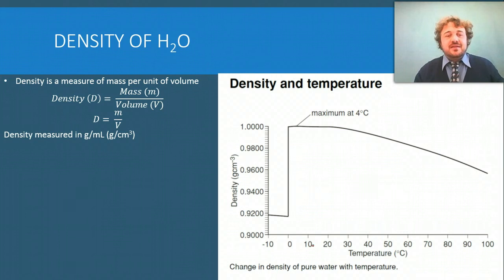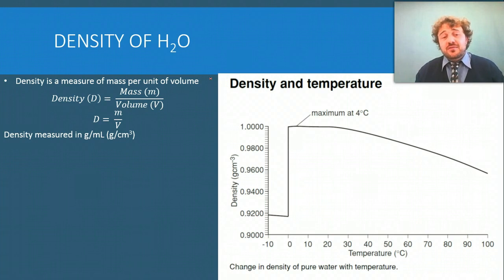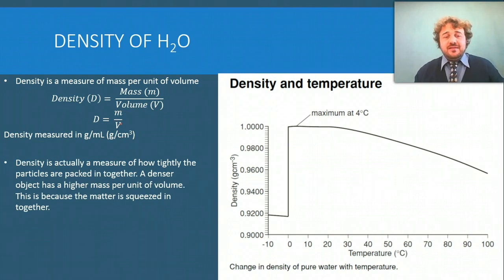The density. Okay, first off, you need to have this written down just in case you've forgotten. Density is a measure of the mass per unit of volume, and we measure it in either grams per milliliter or grams per centimeter cubed. Both are correct. So basically, density of anything is how tightly the particles are packed together. A denser object of the same substance has a higher mass per unit of volume, which means it'll be heavier, and that's because the matter's squeezed together.